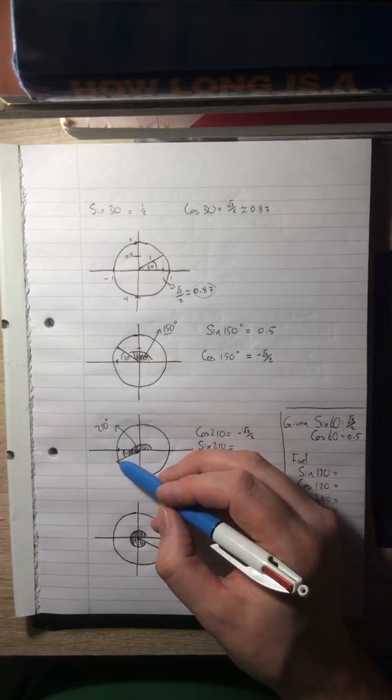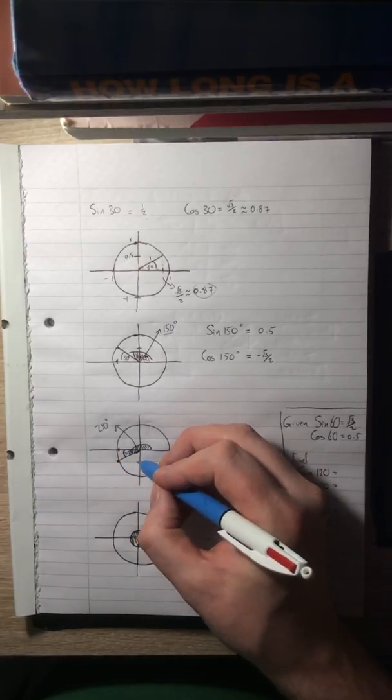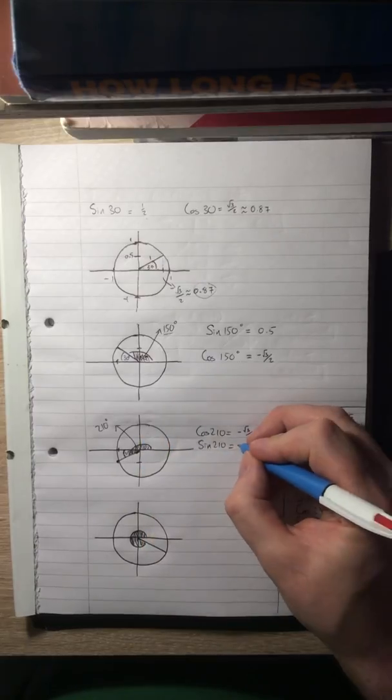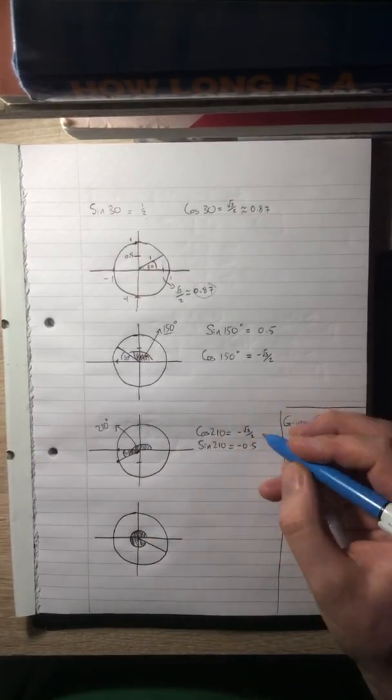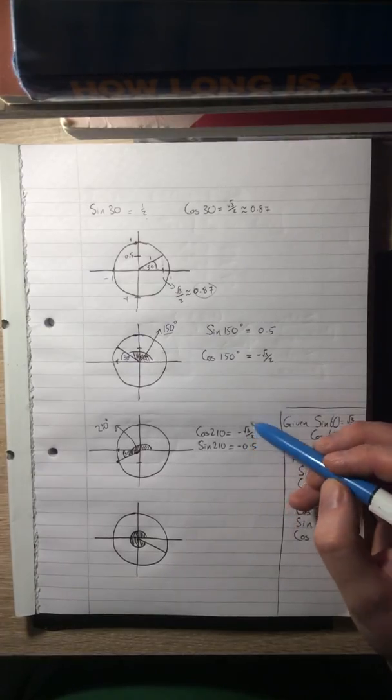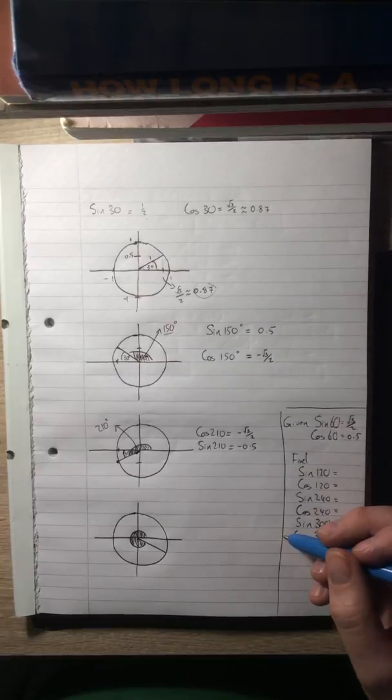So sine of 210, that's your y coordinate here. It's still going to be a half, but this time you're down in the negative part. That's minus 0.5. And again, check them out in your calculator. You'll find that you get those answers if you do cos 210.